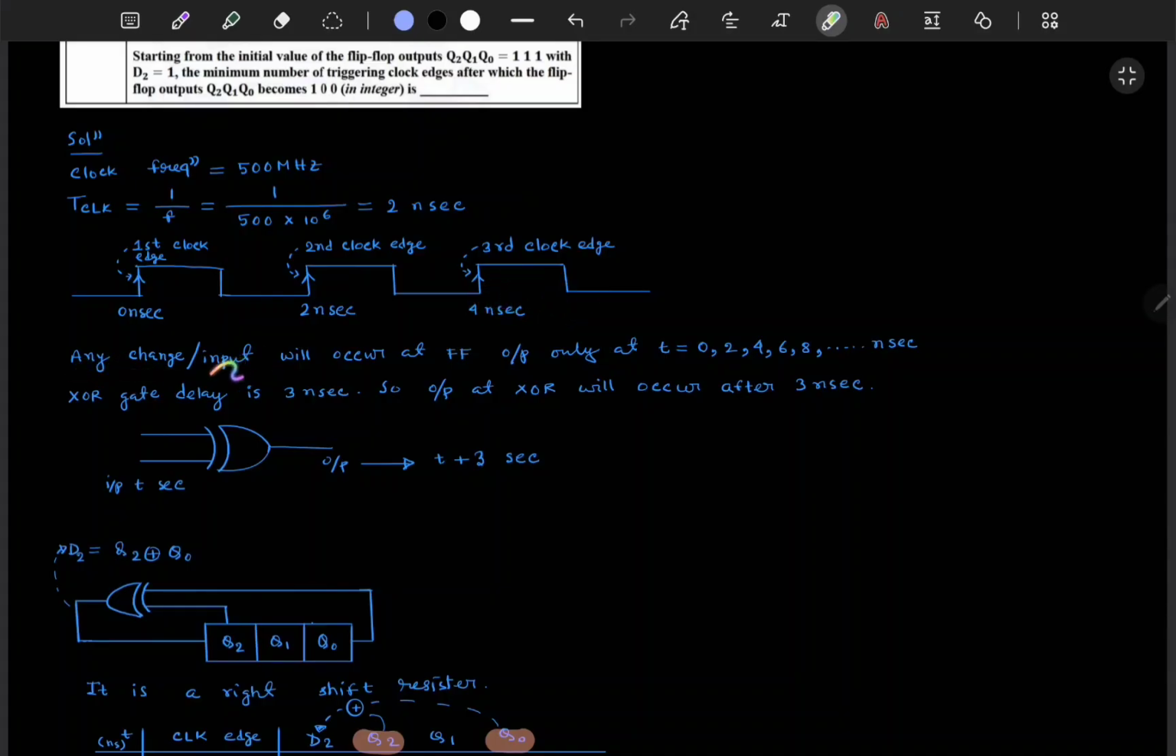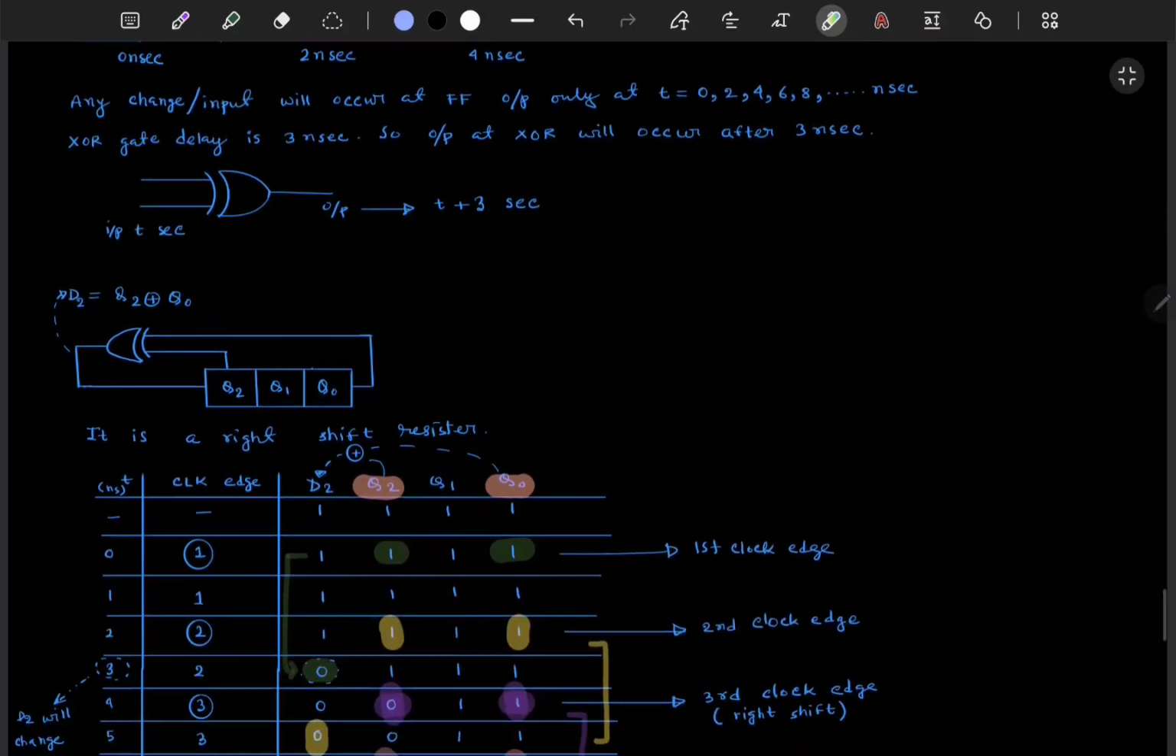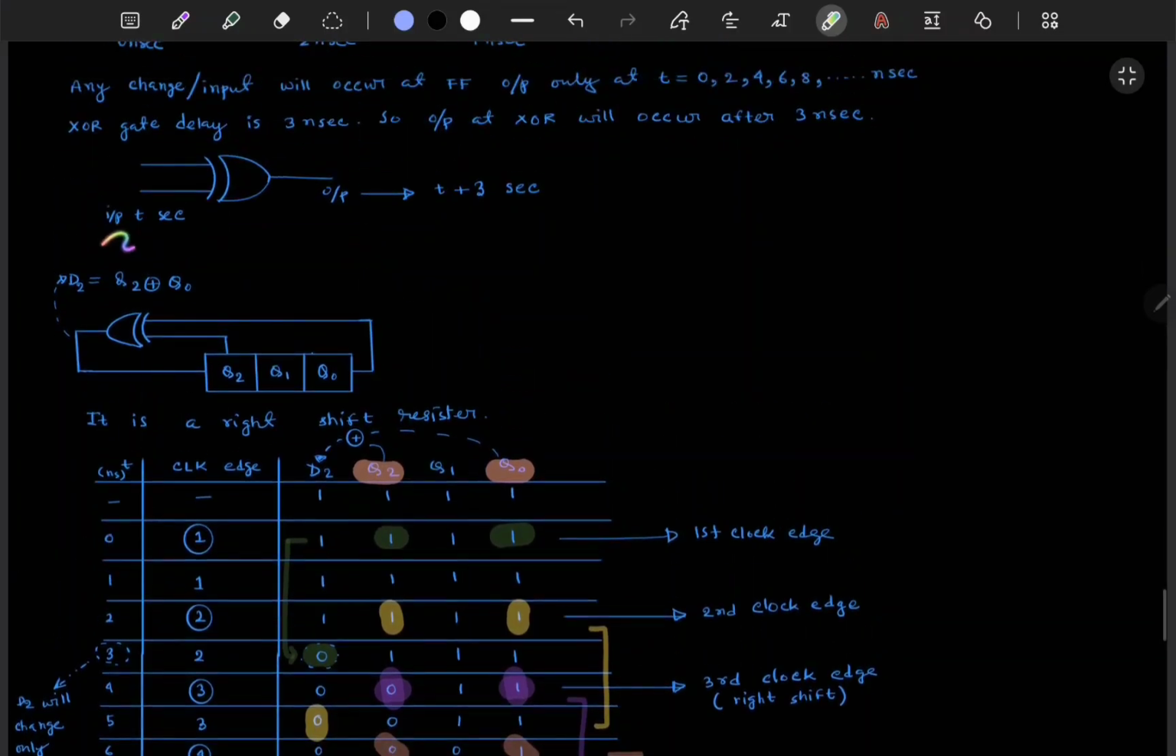Any change in input will occur at the flip-flop output only at t equal to 0, 2, 4, 6, 8 nanoseconds. The change will come in the output then. The XOR gate delay is 3 nanosecond, so the XOR gate output will change after 3 nanosecond only. Here you can see input at t nanosecond, then output is at t plus 3 nanosecond.